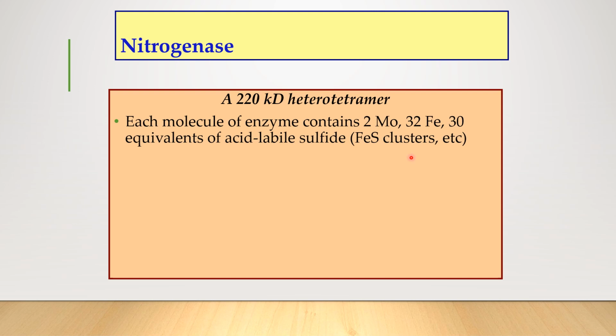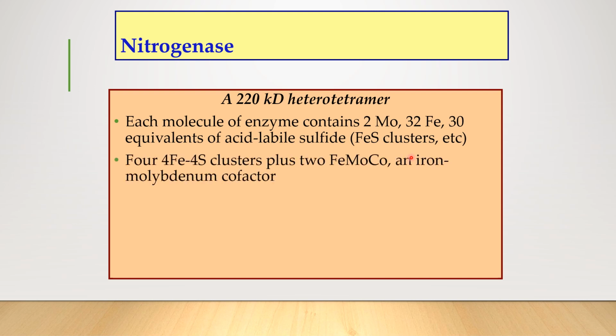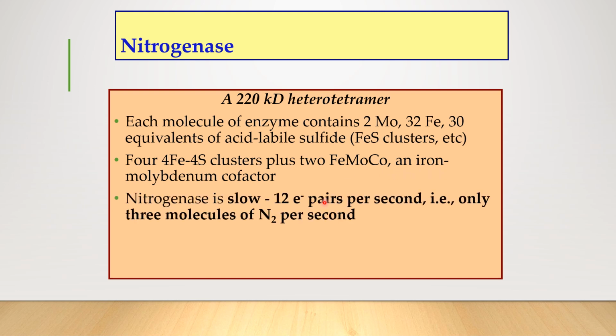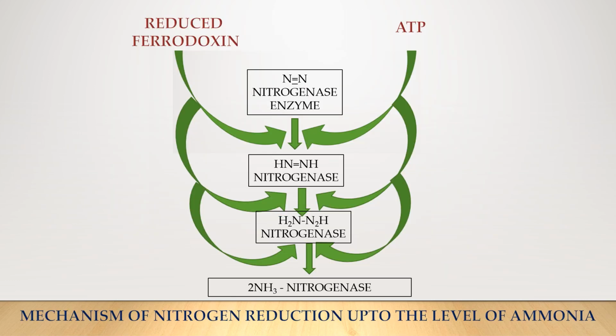There are 30 iron sulfur clusters in this, and 4 iron sulfur clusters plus 2 iron molybdenum cofactors. So nitrogenase is slow. It takes up only 12 electron pairs per second, so only 3 molecules of nitrogen per second can be processed by nitrogenase.